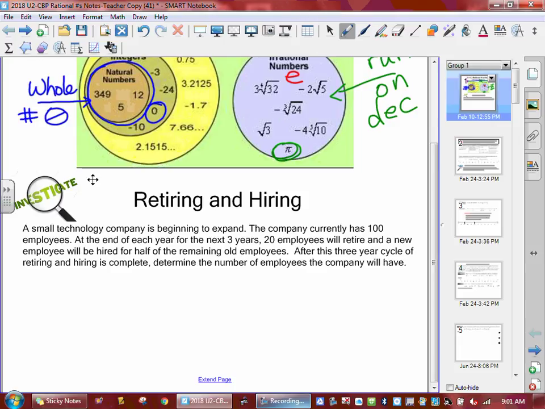So here we've got a small technology company that is beginning to expand. The company currently has 100 employees. At the end of each year, for the next 3 years, 20 employees retire, and a new employee will be hired for half the remaining old employees. Then it says, after this 3-year cycle of retiring and hiring is complete, how many employees does the company have? So we're going to take a moment to think about that one.